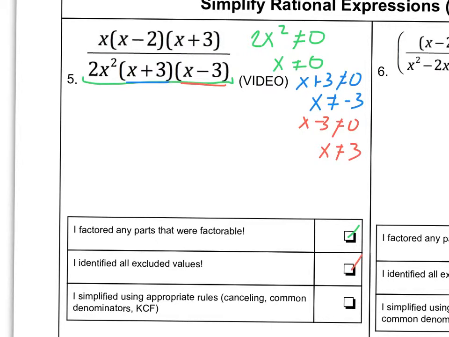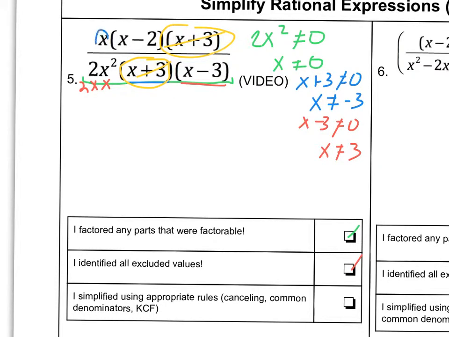Then I've got to figure out what I can reduce here. The first thing that's very obvious to me is that we've got an x plus 3 in the top and bottom, only multiplication in between. And then I notice that I've got an x on the top and the bottom, but here I've got just an x, and here I've got 2x squared, which is really 2x times x.